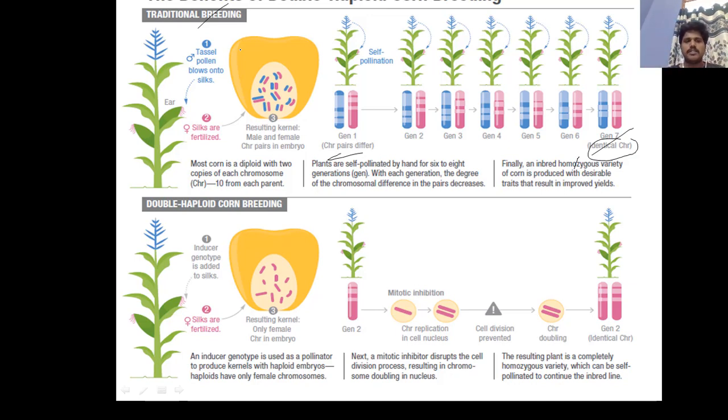Whereas in double haploid corn breeding programs for inbred development, we are using an inducer genotype. Pollen is added to the silks of the desired source germplasm, and the resulting kernel has only the female chromosomes in the embryo. Then mitotic inhibition happens: the chromosomal replication in the cell nucleus happens, but cell division is prevented because of a mitotic inhibitor. Then the chromosomal doubling. Finally, here is your completely homozygous variety, which can be self-pollinated to produce an inbred line.